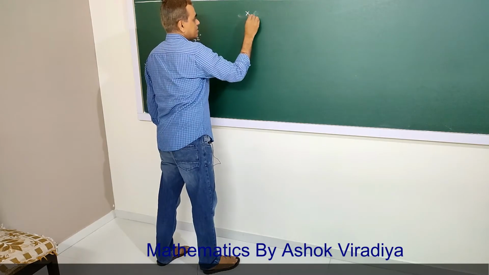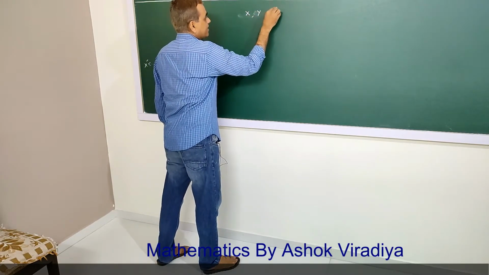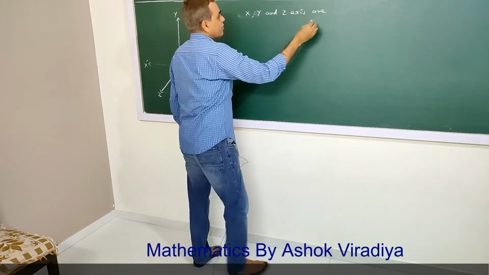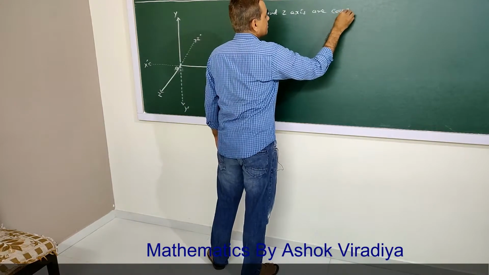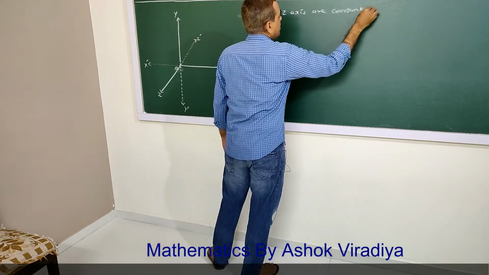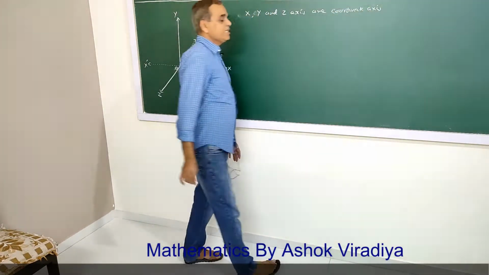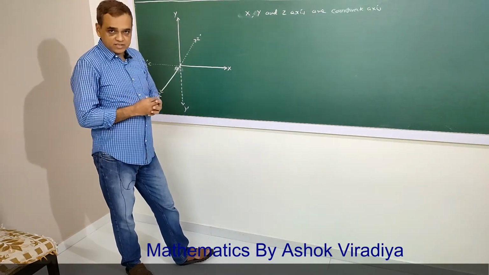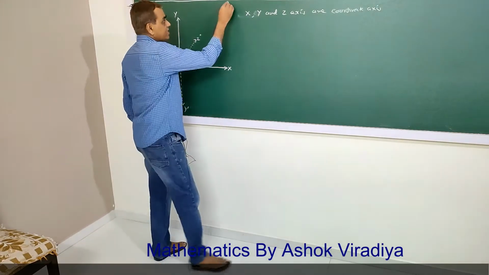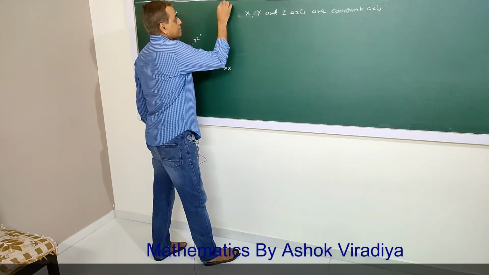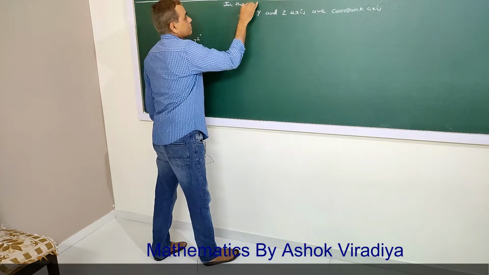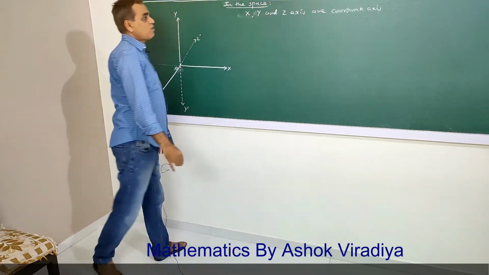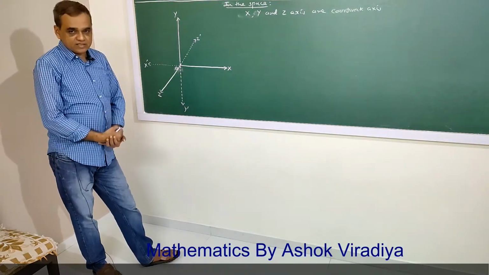So here x-axis, y-axis and z-axis are coordinate axes. X-axis, y and z-axis are coordinate axes in the space. Everything now we are discussing in the space. In the space, x, y, z are coordinate axes.